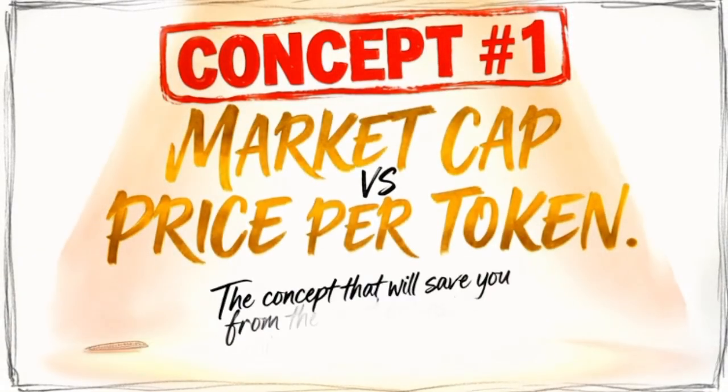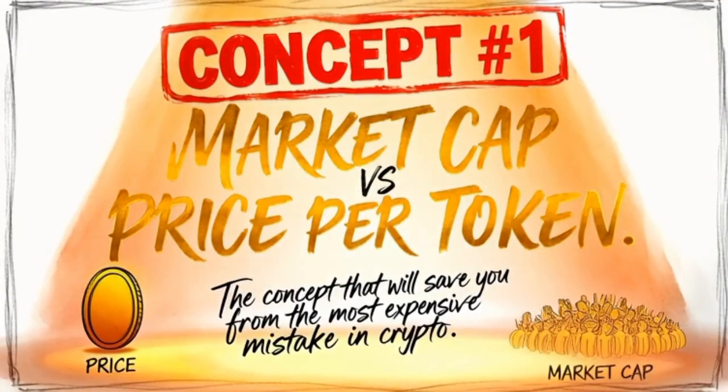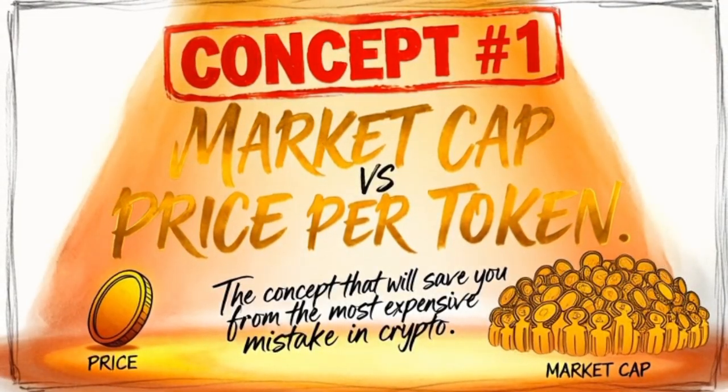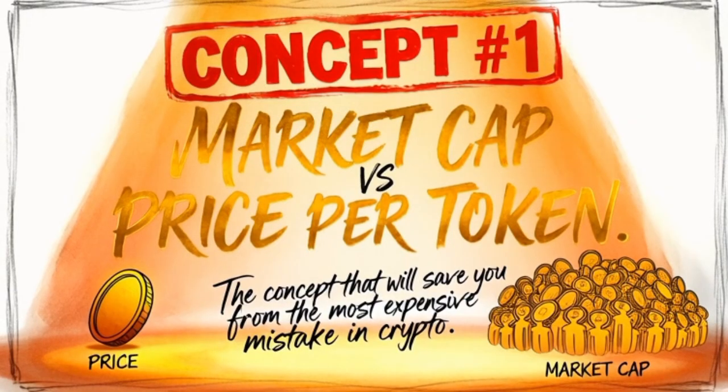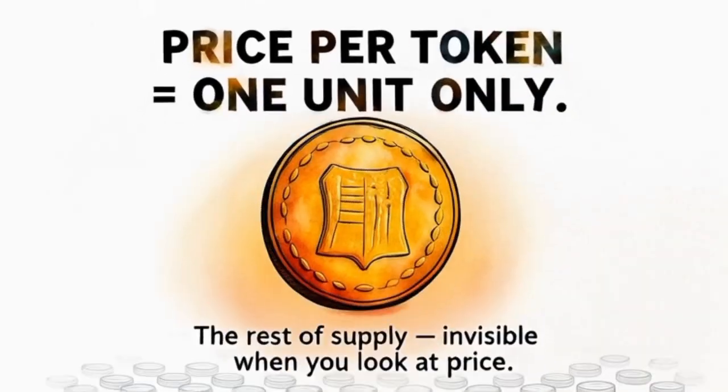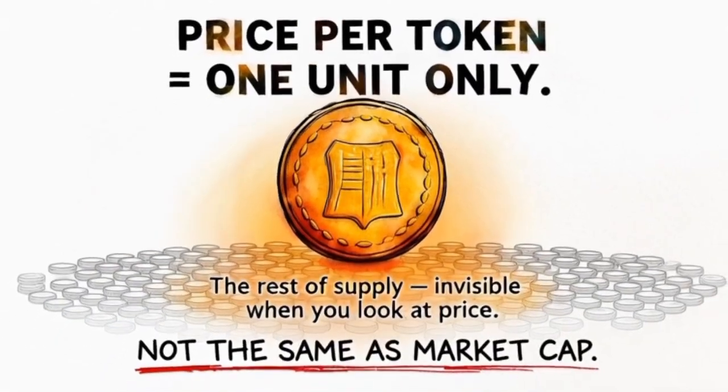Concept 1. Market cap versus price per token. Start here, because this one concept, properly understood, will save you from one of the most expensive mistakes in crypto. Market cap is the total value of all coins in circulation. Price per token is just the price of one coin, and they are not the same thing.